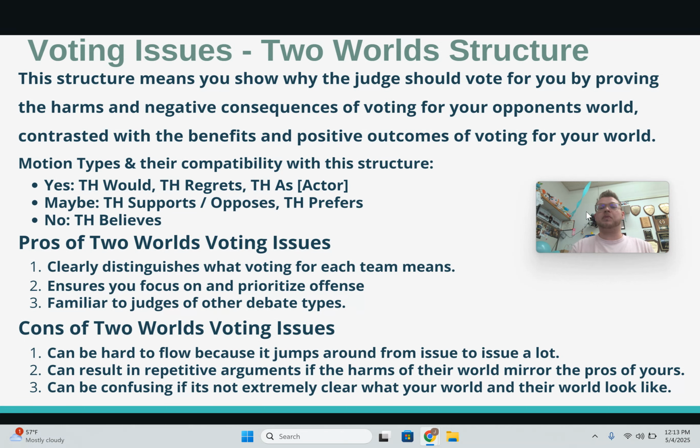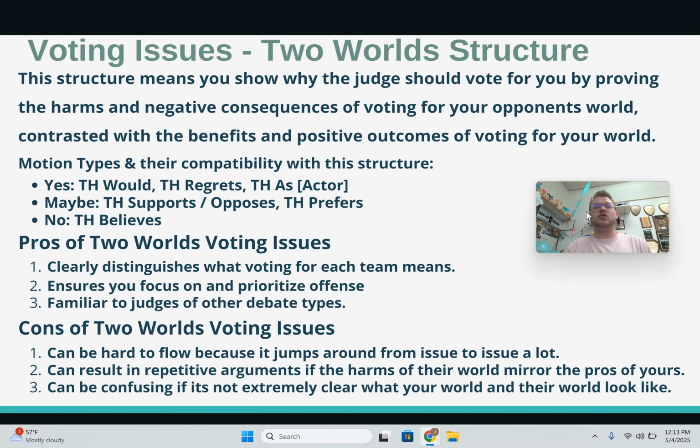Certain structures of a reply work better depending on the type of motion. Now, for a two-world structure, there has to be two distinct worlds, which means that it either needs to be a policy motion or a value motion, like a regrets motion, or two different worlds, one where we value X and one where we value Y.